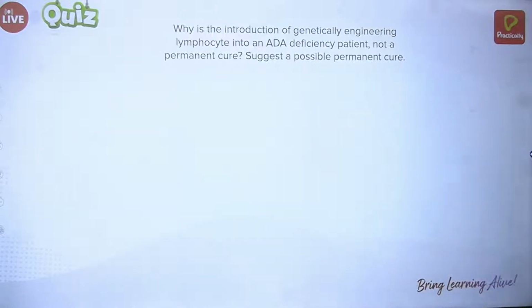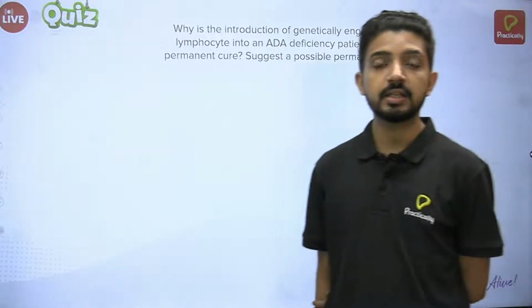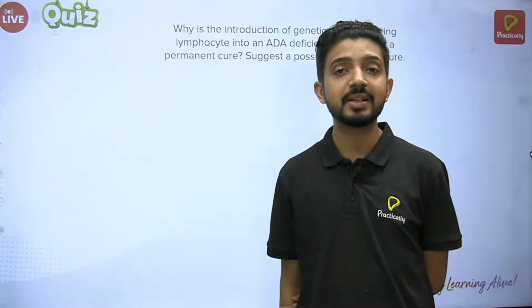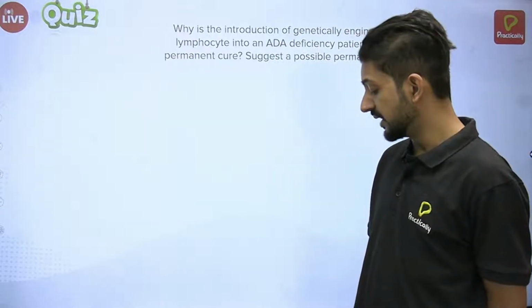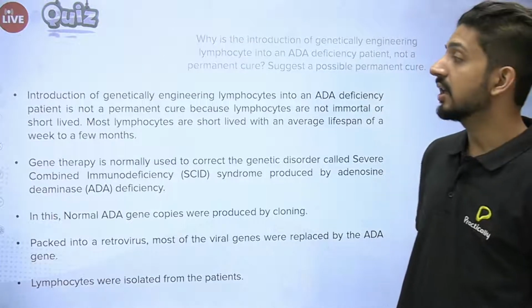Next question: why is the introduction of genetically engineered lymphocyte into an ADA deficiency patient not a permanent cure? It suggests a possible permanent cure. So we all know that ADA is adenosine deaminase deficiency. That is a disease which is hereditary, genetic rather. So how can this be cured?